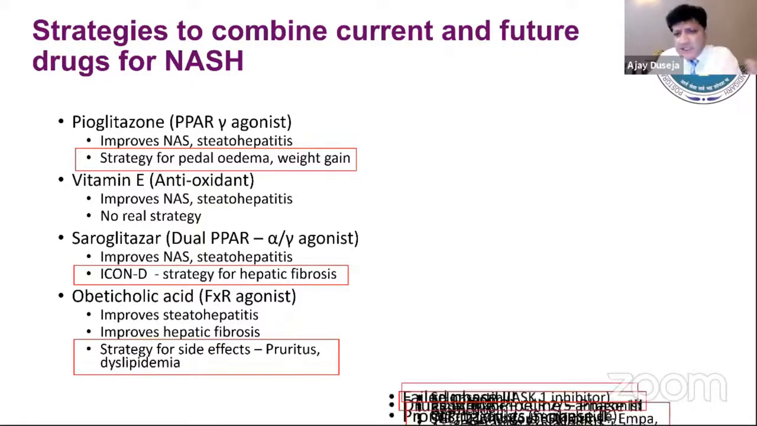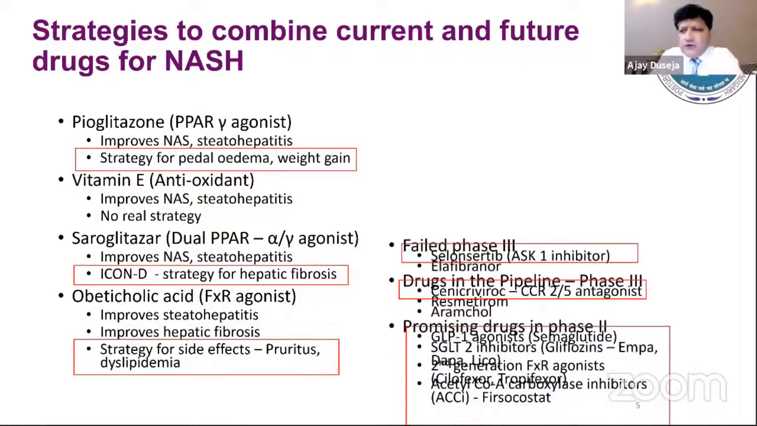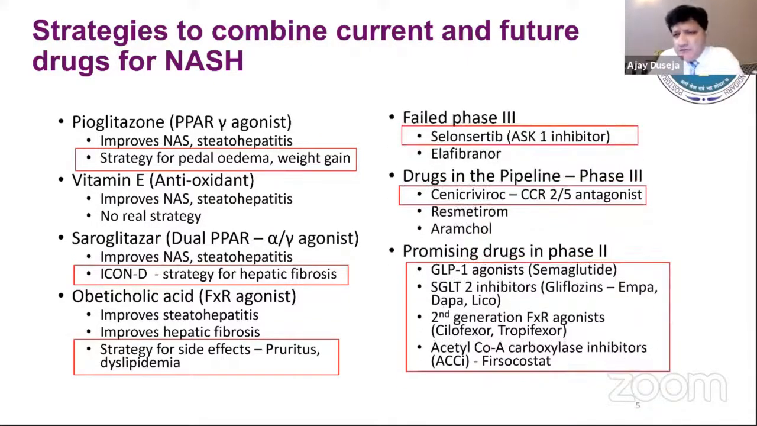Then we also know that there's a long list of emerging pharmacotherapy in fatty liver disease, and some of the drugs have failed in phase 3. For example, the selonsertib molecule, which is the ASK1 inhibitor. Some are in the pipeline, like cenicriviroc, which is a chemokine inhibitor, an anti-inflammatory drug, and there are so many in phase 2. You heard about semaglutide from Professor Sanyal, the GLP-1 agonist, the SGLT2 inhibitors. You have the second generation FXR agonists beyond obeticholic acid, like cilofexor, tropifexor, and then you have the ACC inhibitors.